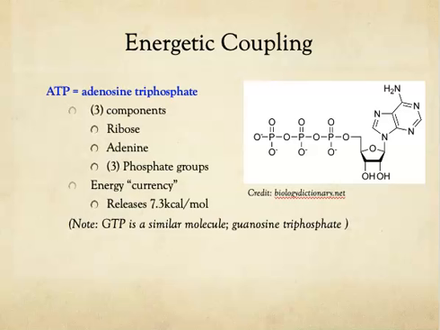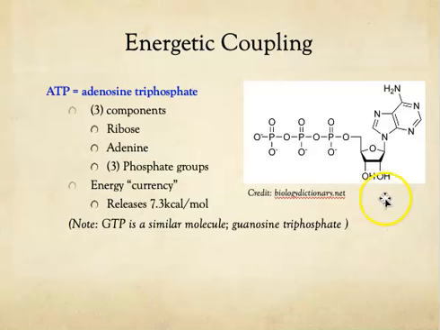This molecule called ATP is actually a molecule called adenosine triphosphate. And the structure of this molecule is shown over here on the right-hand side of the slide. It's important to note that this is not adenine triphosphate. The structure makes it adenosine triphosphate. I know it looks a lot like a nucleotide, doesn't it?